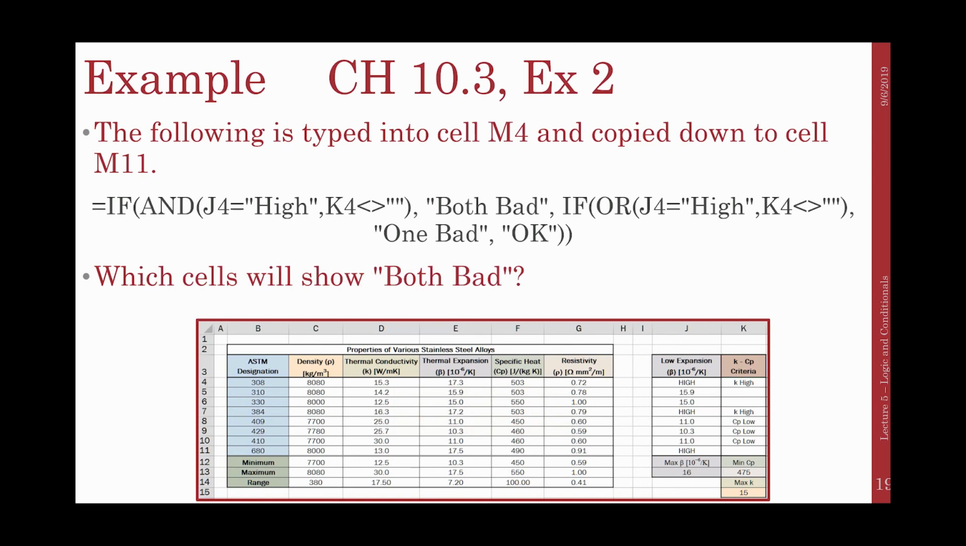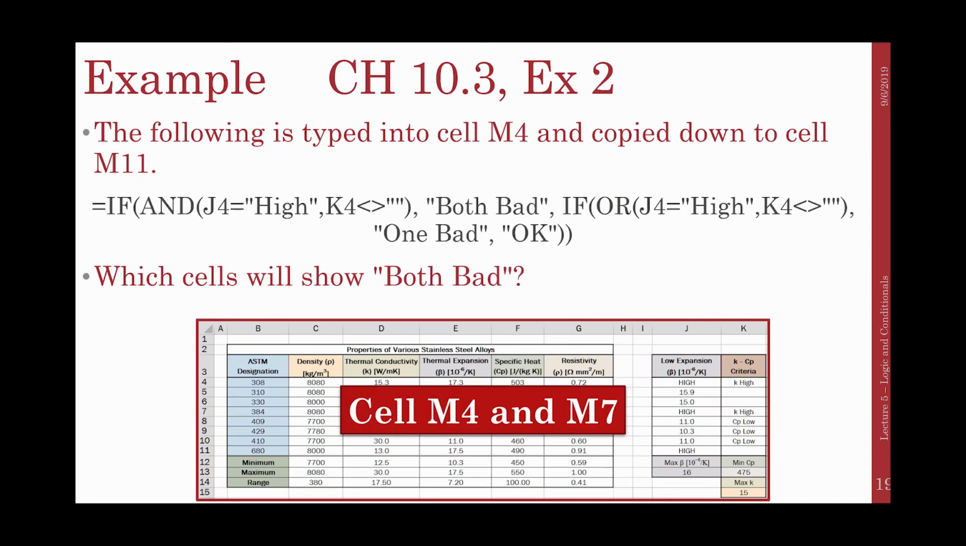So now we're trying to figure out which cells will show both bad. So we need to figure out which cells in column J say high and aren't blank in column K. So that's going to be M4 and M7. So that's our rundown of logic in Excel.